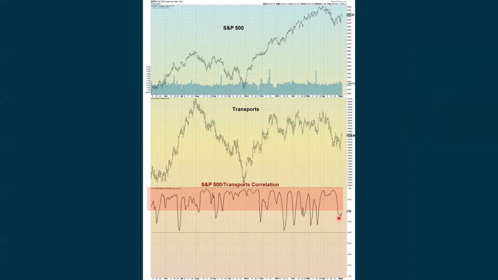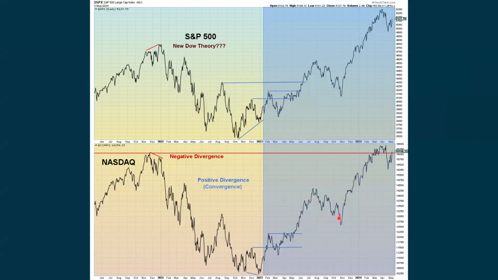The S&P has been bouncing back. Transports haven't been doing all that much. They've been improving, but not as much these days. And then we have a new take on Dow theory. Instead of using the Dow, why not use the S&P 500? And down below, instead of using the transports, why not use the NASDAQ, which is tech?